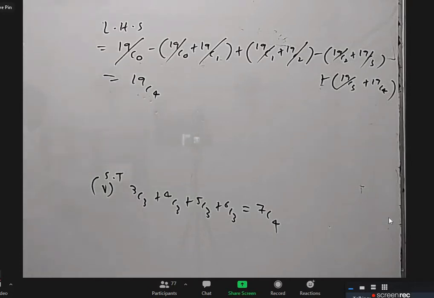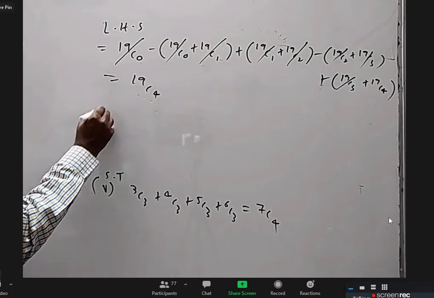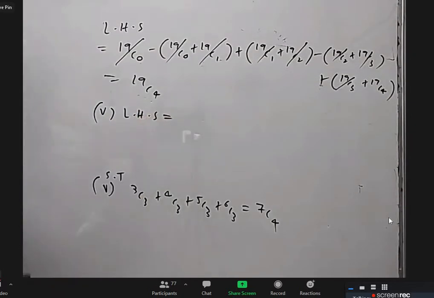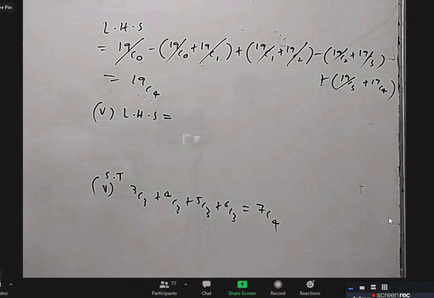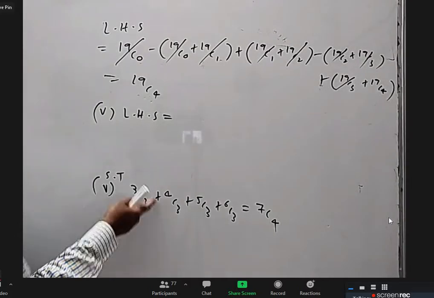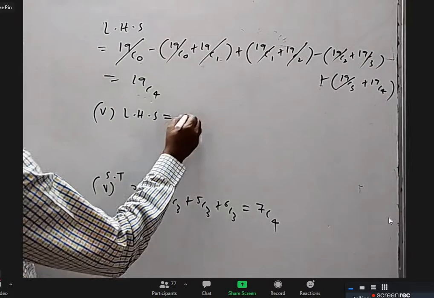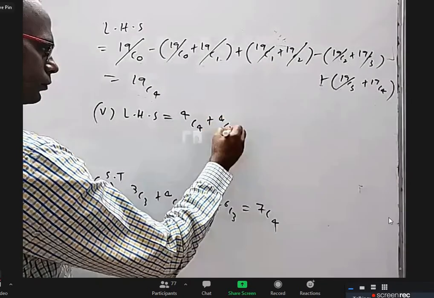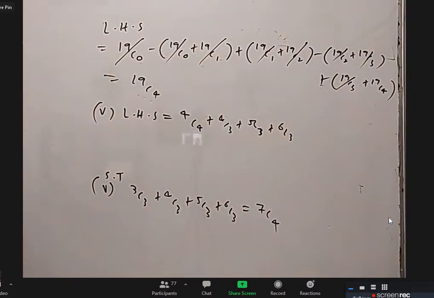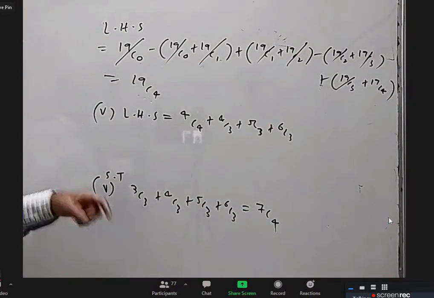Anybody want to give some idea for fifth one? Okay, I'll just tell the starting point. This 3C3, I'm going to write it as 4C4. 3C3 value is 1, NCN is 1, so I can write it as 4C4.